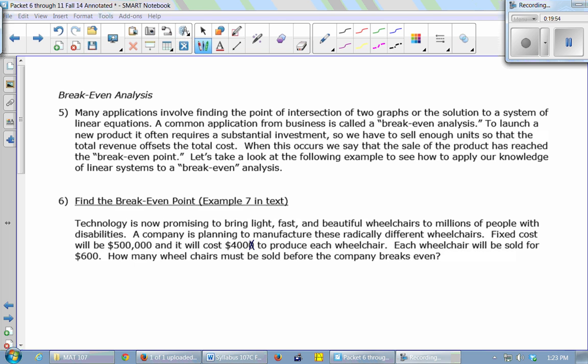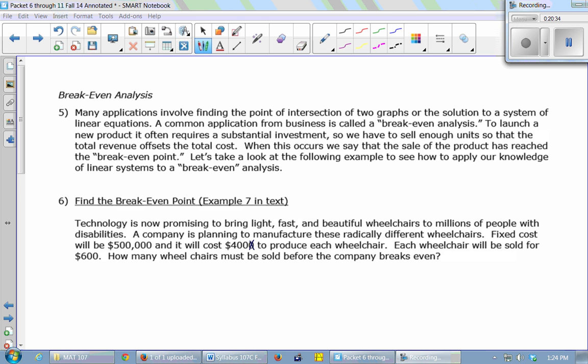All right, many applications where you're solving a system of equations or where you're finding a point of intersection of two graphs involve something called a break-even analysis. So if you want to launch a new product, it often requires a substantial investment. So you have to sell enough units so that the money that comes in will offset the big investment that you had to put forth to get started. So at the point where the money that you are making has completely paid off your investment, we call that the break-even point.